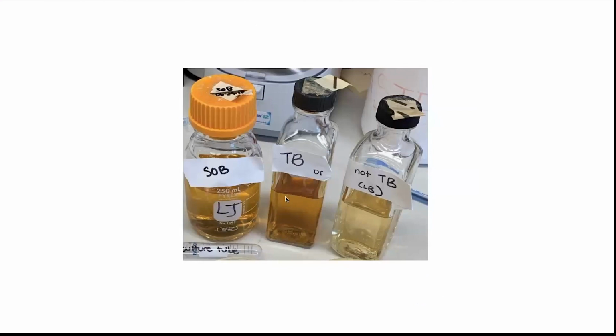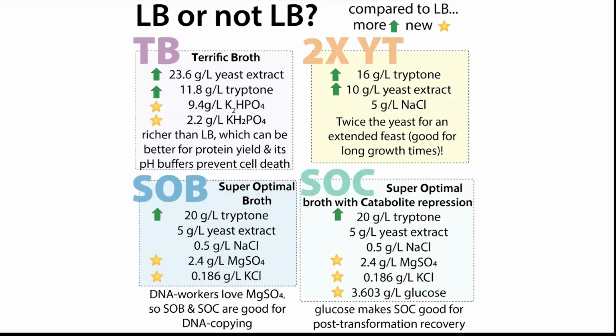You have your TB and your SOB and your SOC. Basically, the TB is going to be a richer media. It's going to have more yeast and tryptone, so more nutrients. It's going to have potassium phosphate buffers. So this is all going to help the bacteria grow to higher concentrations without dying. This can be good if you want to get them to make a lot of protein for you in a smaller volume.